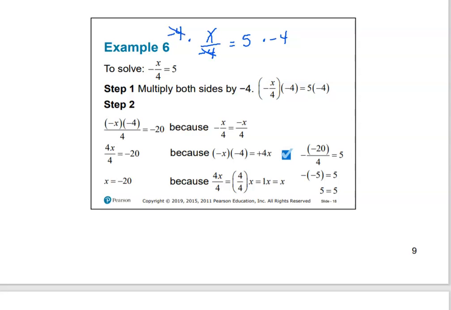Well, these are going to turn into 1, and I would get 5 times -4 is -20. And so if I plug -20 back in here, I would have -20 on the top. And remember, we move the negative down here with the 4. So -20 divided by -4 is 5, which is correct.